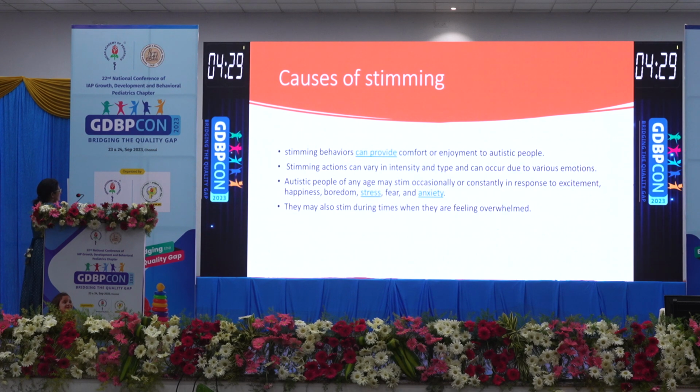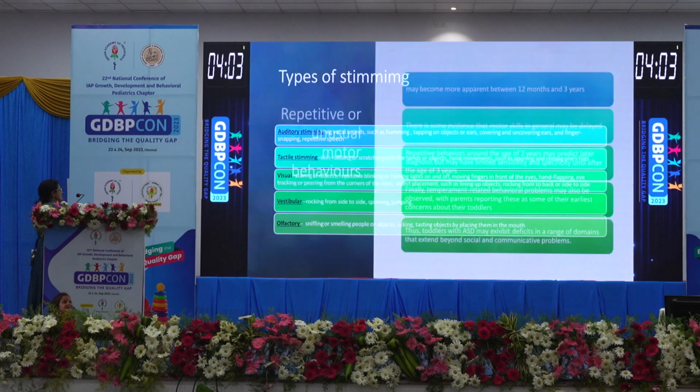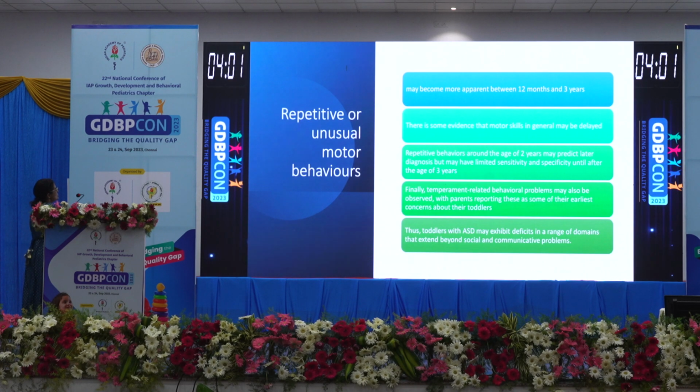And autistic people of any age stim either in response to anxiety, stress, fear, or because of some excitement. They stim when they are feeling very overwhelmed, and this could be auditory, tactile, they may be doing skin rubbing or scratching, visual, vestibular, or olfactory. It is to satisfy any of these senses. Repetitive or unusual motor behaviors usually become apparent between 12 months to 3 years of age.